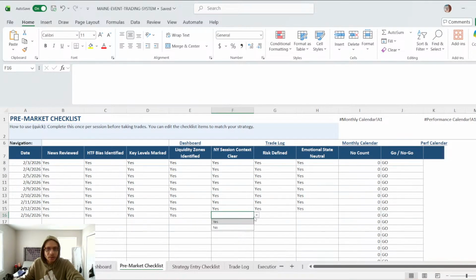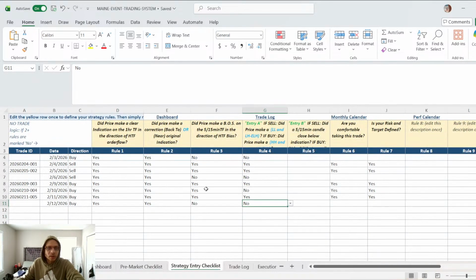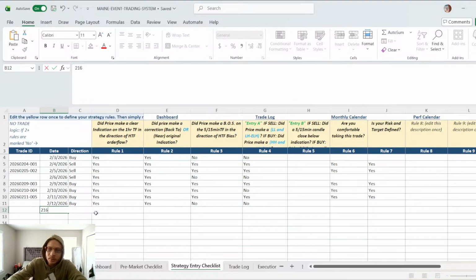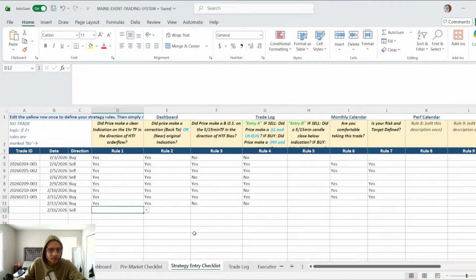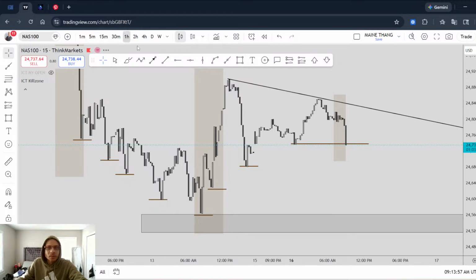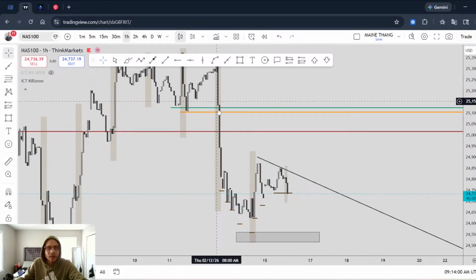Complete this. Session clear, risk defined. Ocean state of neutral, baby. We are good to go today. To our strategy entry checklist. As you can see, we left off with a no trade on Friday. Looking for a sell. Good price make a clear indication on the 1 hour time frame. We'll go back to it. 1 hour time frame. There's our indication on the 1 hour.